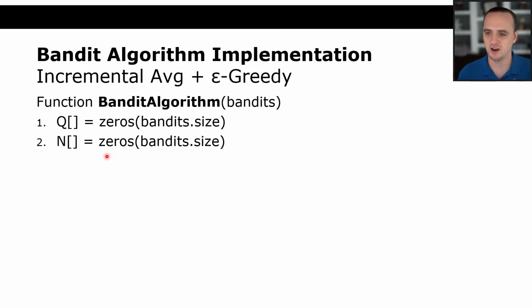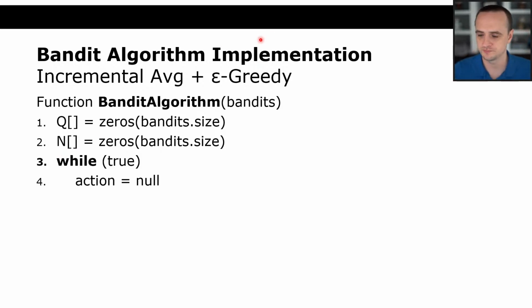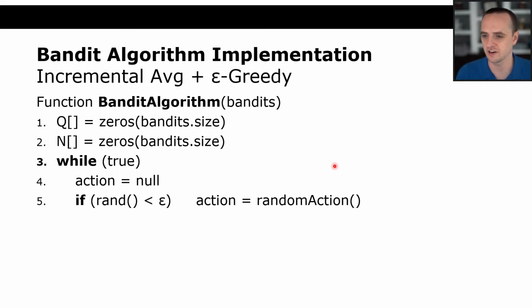So the current time step is how many total pulls that we've done, but we also need to keep track of how many times we've pulled each individual bandit. Okay, so that's what n is. Then, while true, we're going to say action equals null. That's where we're going to store the best action.